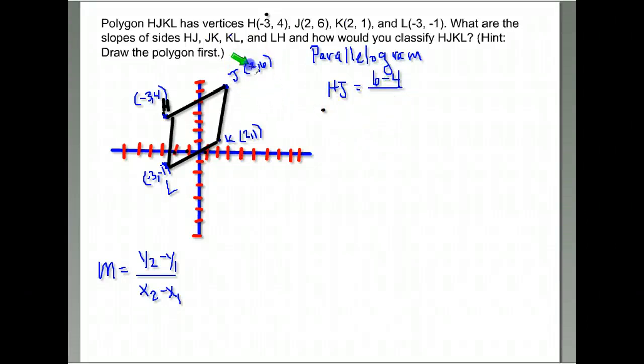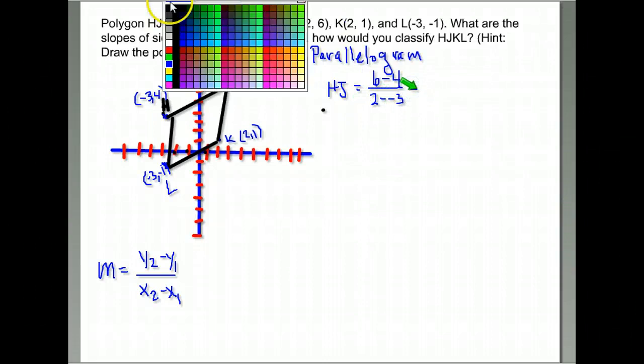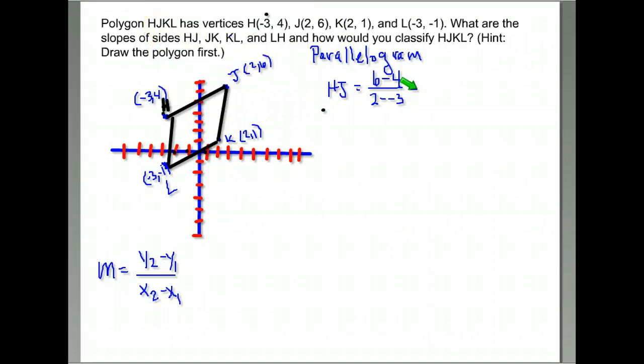Now we do the x's. 2 was the x from this point, minus the x from this point, negative 3. So 2 minus negative 3. We go ahead and simplify those. Right here, we have minus a negative, which again makes that plus. On top, we have 6 minus 4 is 2. On the bottom, 2 plus 3 is 5. Okay, let's move to the next one.